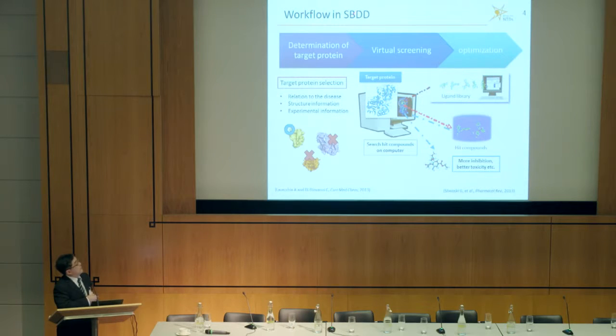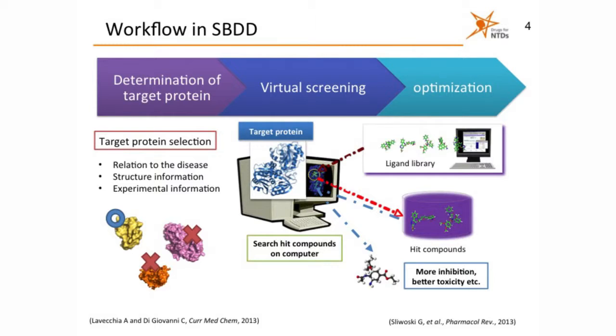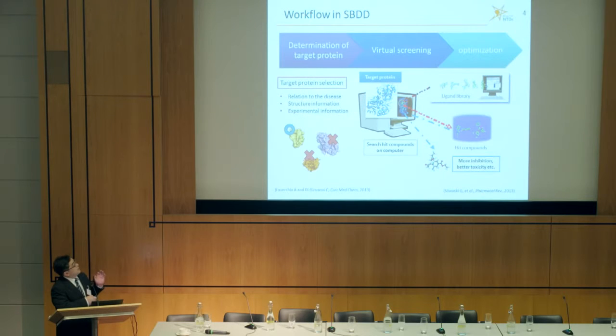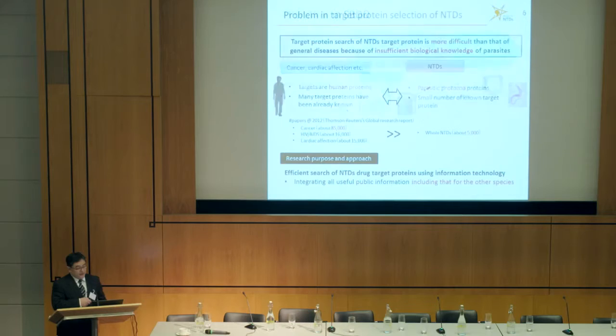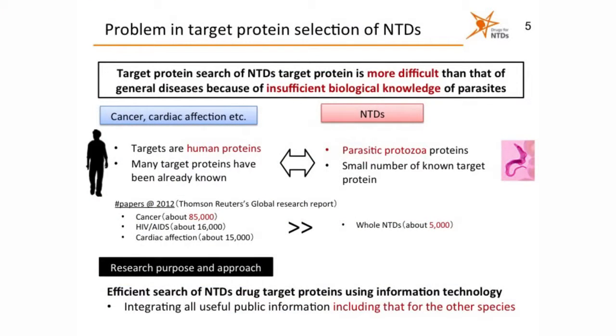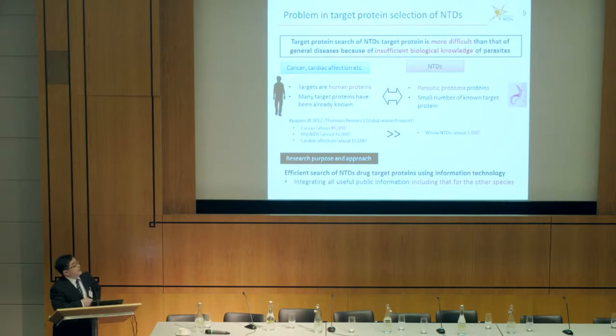In the workflow of structure-based drug design, as all of you know, we need a good protein target at first. Such a target protein should have a physiological relationship with the target disease, and structure information is crucially important in SBDD, of course, and hopefully we would like to have in vivo and in vitro experimental information about that protein. However, the well-known issue in drug discovery for NTDs is the relative shortage of knowledge if compared with major human diseases like cancer.